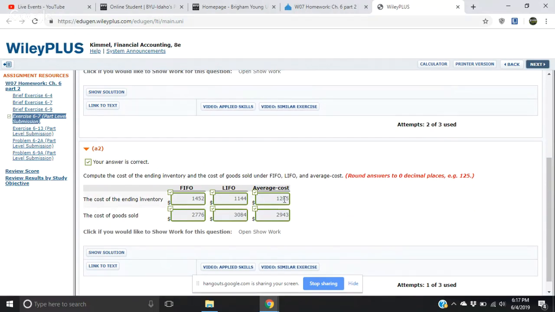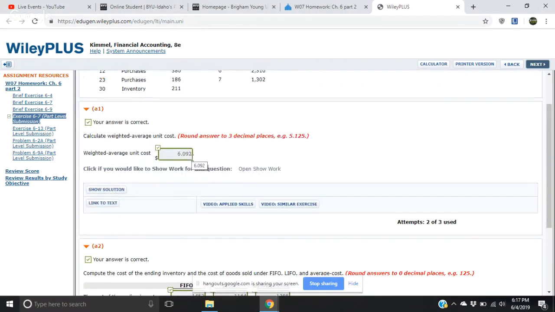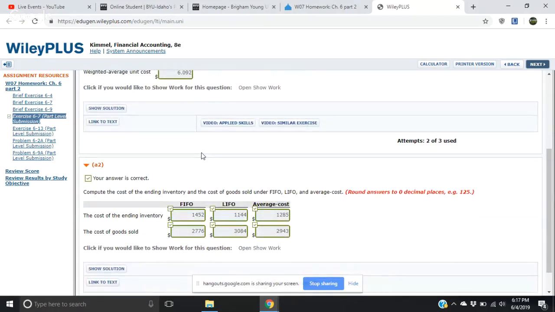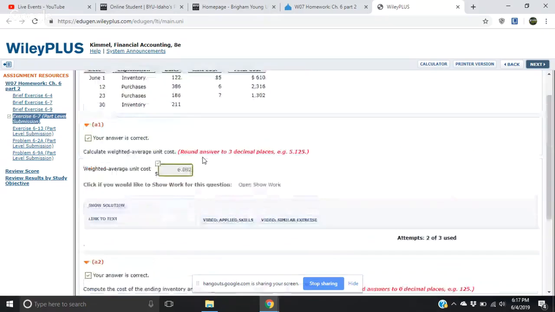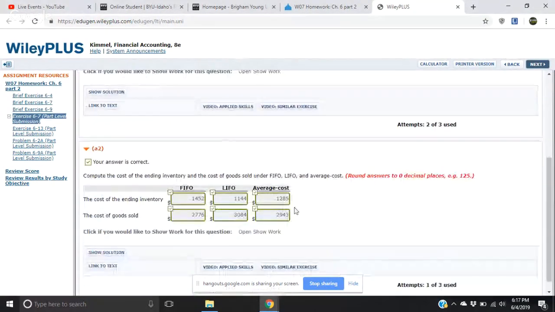And to figure out the average cost, we will multiply the weighted average unit cost, which in this case is 6.092. We multiply that by 211, which is the units for ending inventory. And when we multiply these two numbers, we get 1,285.